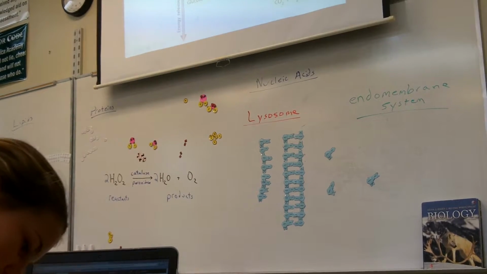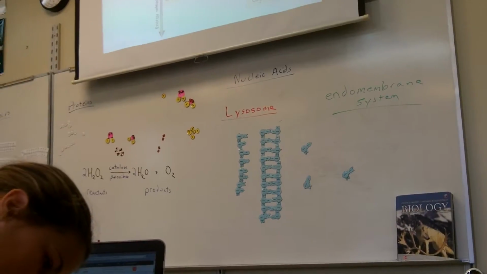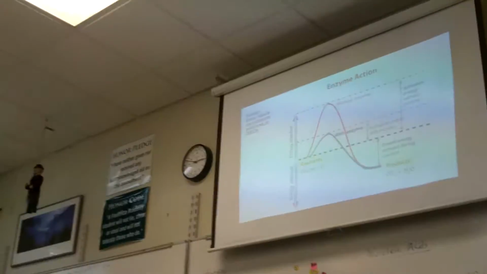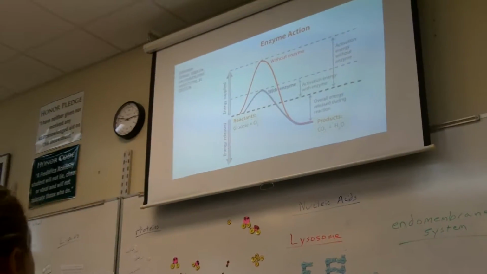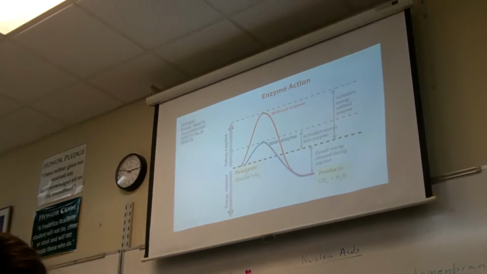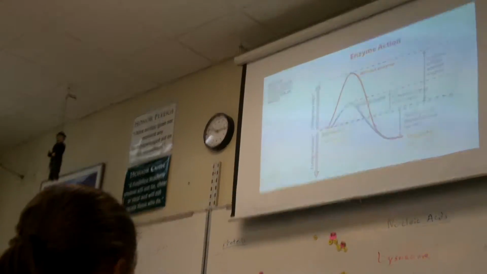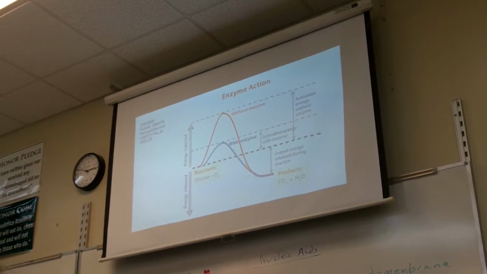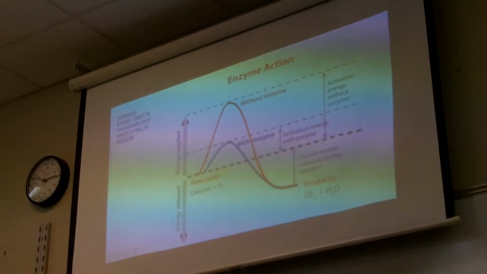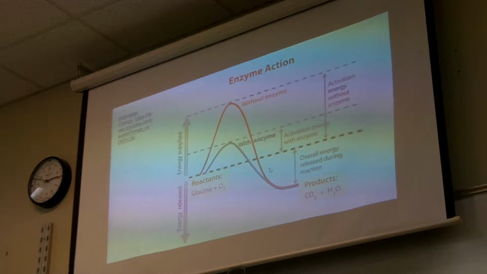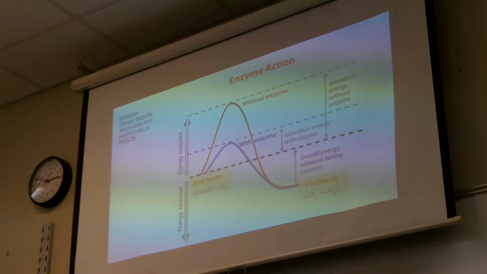You need to understand this graph. This graph shows the progress of the reaction. Here's the start of the reaction. It says reactants. This says glucose and oxygen, but you can substitute H2O2 for those. And here the products are on the right. So over time, the reactants change into the products. And the big hump that you see here is the energy that's necessary to get a chemical reaction to occur. We call that the activation energy.